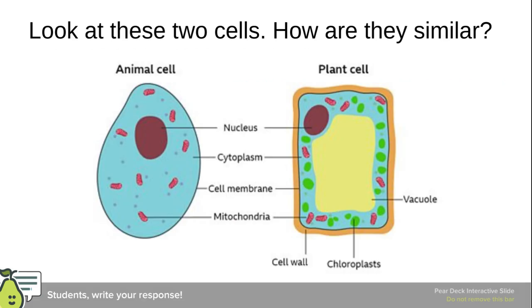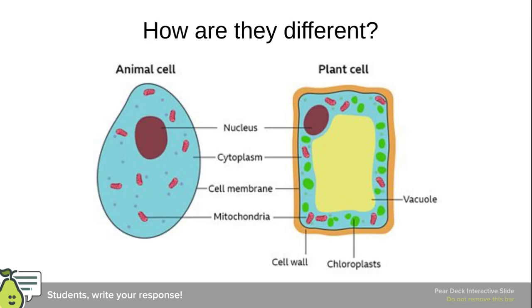All right, the last thing we have to do is take a look at animal and plant cells. Animal and plant cells have a lot of similar things. How are they similar here in this picture? Oh, they both have a nucleus. They've got cytoplasm, cell membrane, mitochondria. How are they different? Well, you can see the plant cell has some extra parts like a cell wall, chloroplast, and a really big vacuole. So we're going to talk about those different parts now.